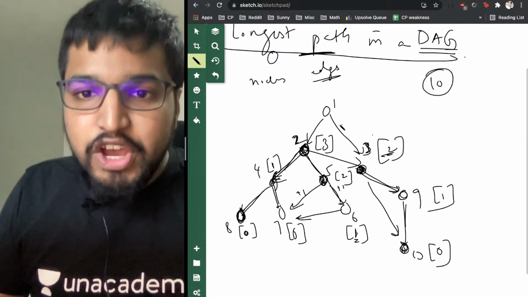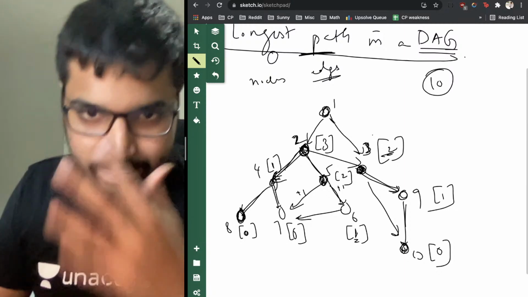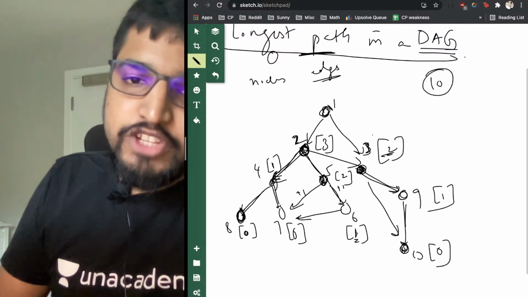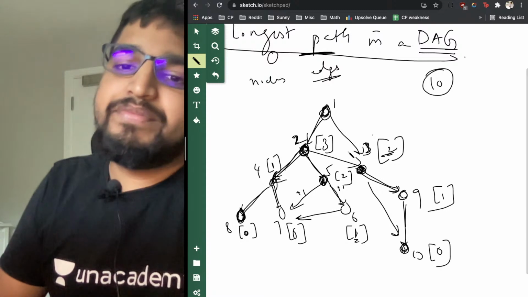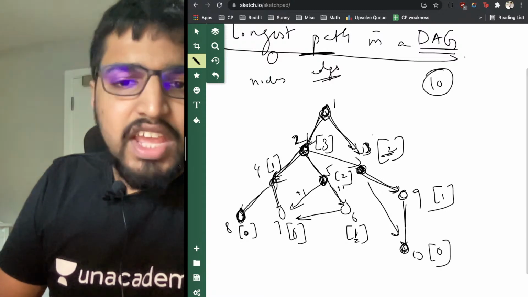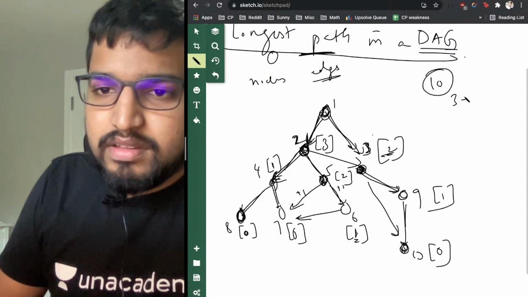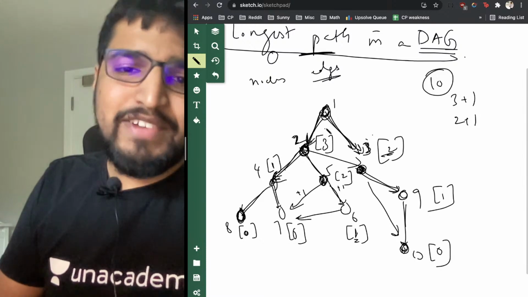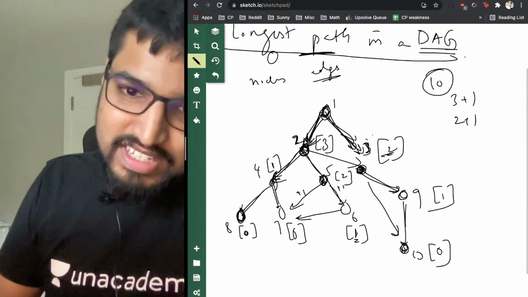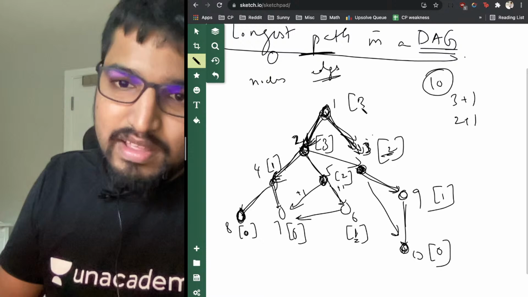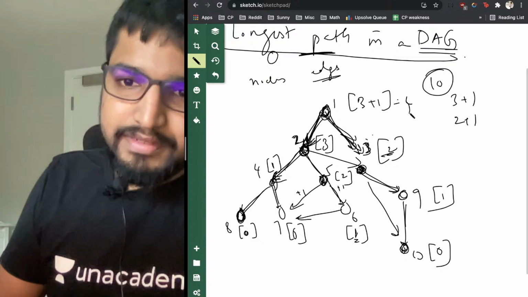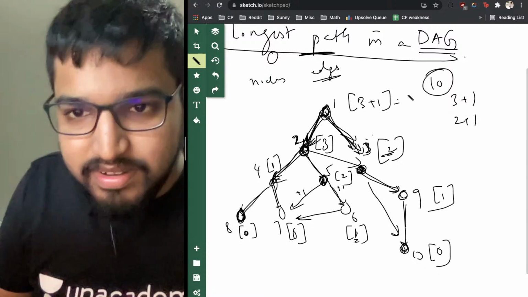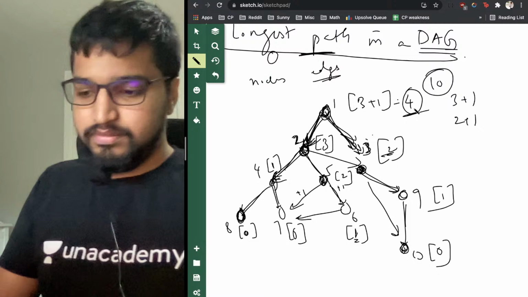Now you're at the root node. Longest path starting from 1. From 1 you can either go to 2 or you can go to 3. If you go to 2, what is the longest path? It's 3 plus 1. If you go to 3, what is the longest path? It's 2 plus 1. So if you have a longer path from this, why would you take the other? You'd always take this. So 3 plus 1 is 4. So 4 is the answer that we need to print. 4 is what you need to print.